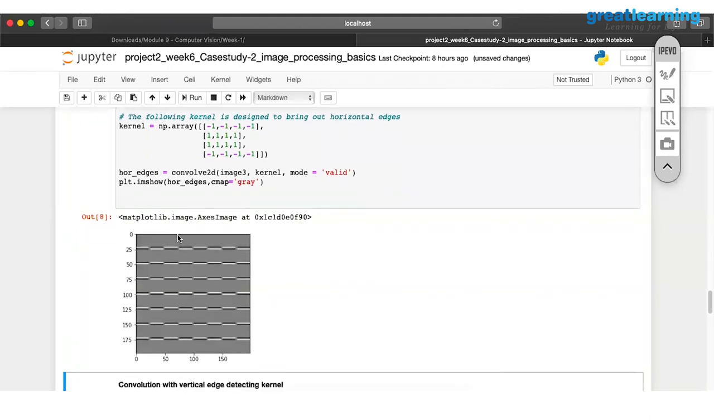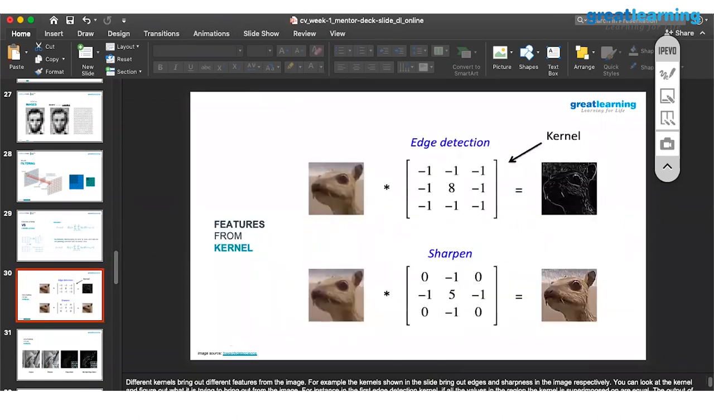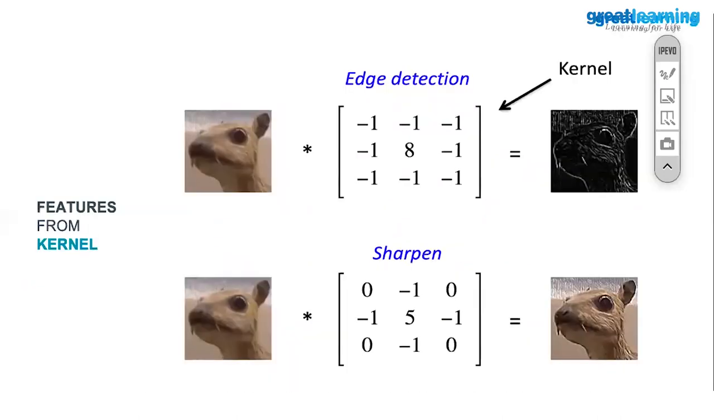So please remember, when a filter changes, the values of the pixels inside the matrix also change, and because of that, you will get different images. So this is how we play around with images, and this is what we mean by filters. Okay, good. So now let's see this one.